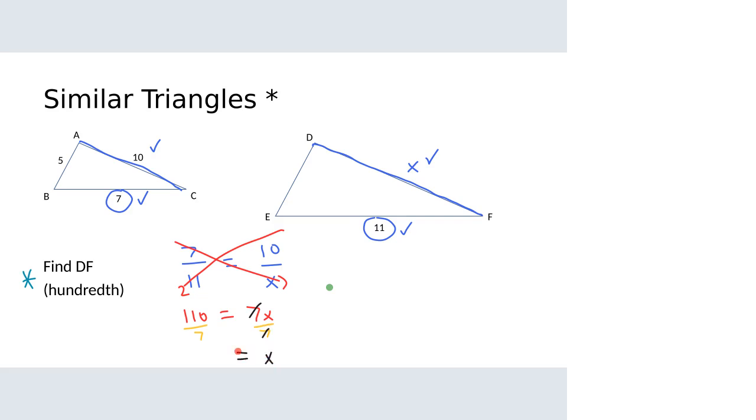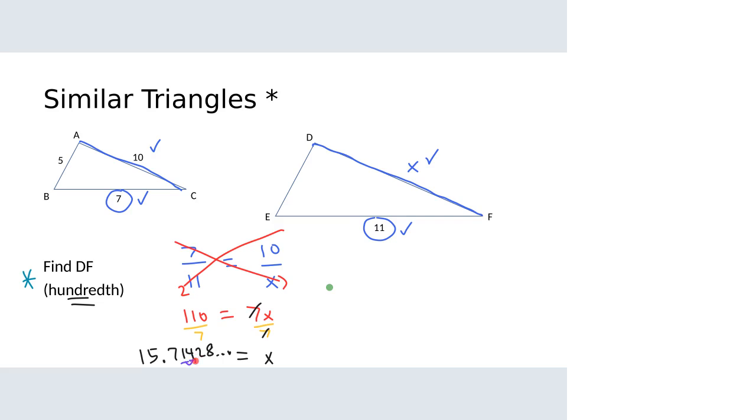And then 110 divided by 7 is 15.71428, and that keeps going. We don't need to write down the whole thing. We're rounding this to the nearest hundredth. So what we're going to need to do is find the hundredths place. That's 2 past the decimal.